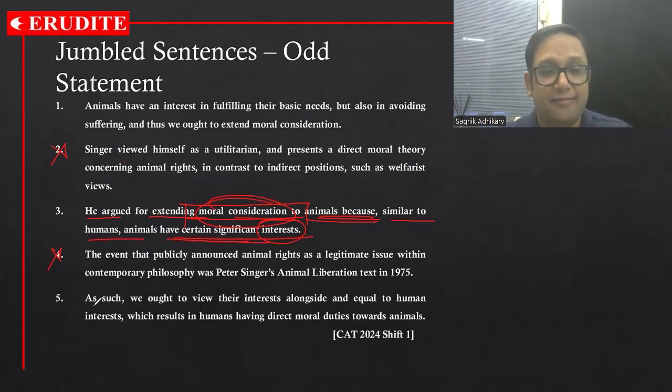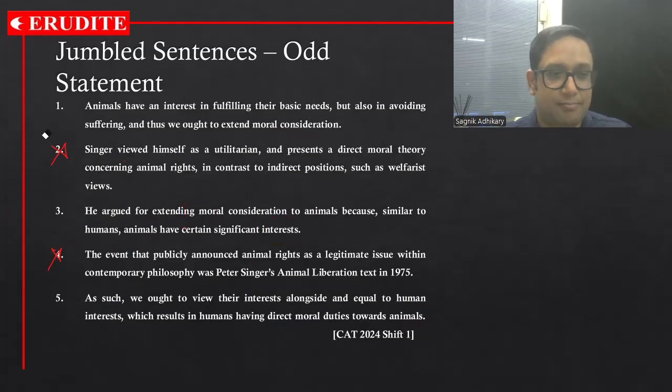This correlates with 5. As such, we ought to view their interest, here referring to animals, alongside and equal to human interests, which results in humans having direct moral duties towards animals. So we realize that these two statements again are connected. So 3 and 5 can be ruled out.